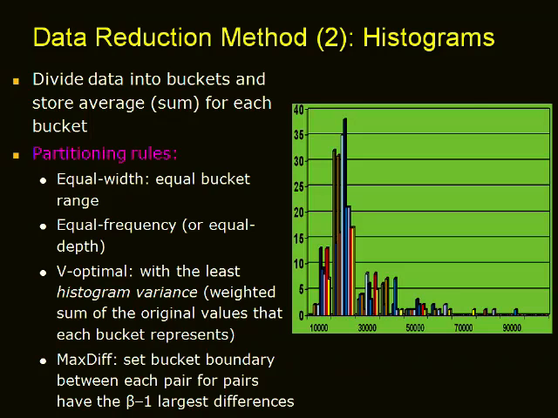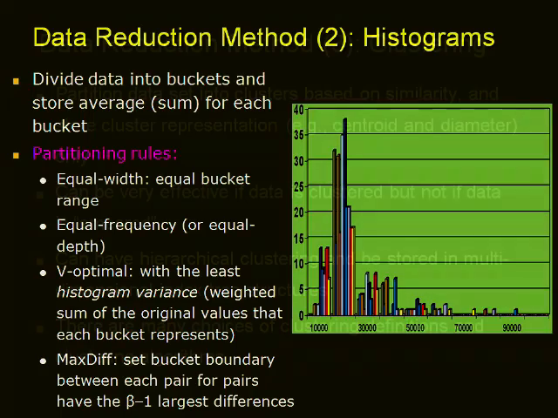With the least histogram variance, we can also find the optimal value by taking the weighted sum of the original values that each bucket represents. Maximum difference is another rule taken into account here. We can set the bucket boundary between each pair of adjacent values. So basically, whenever we plot a histogram, we show the frequency of each interval and the number of occurrences.